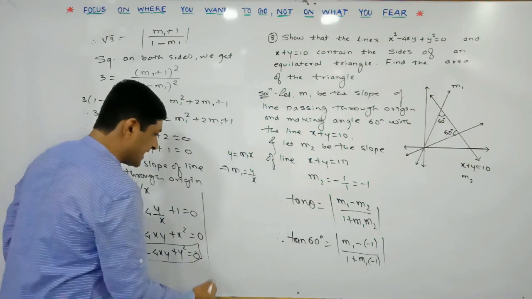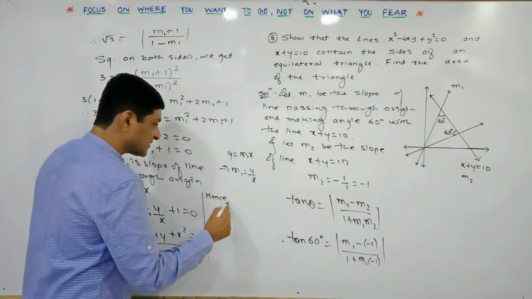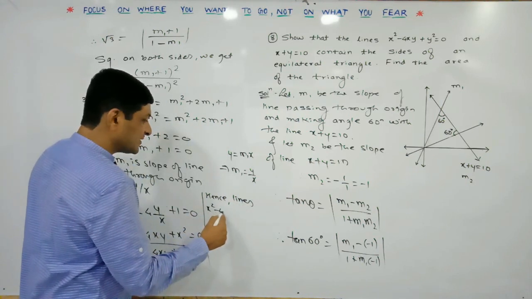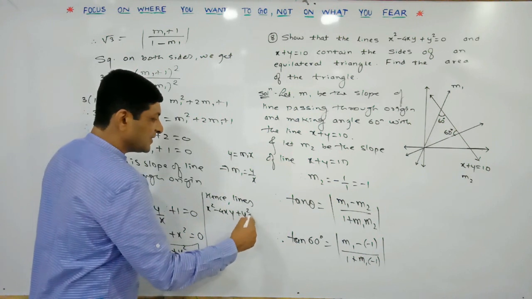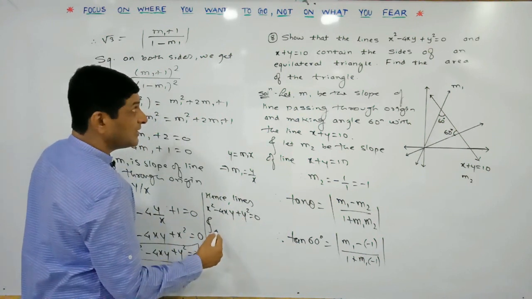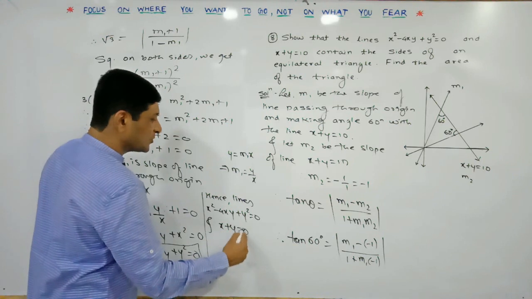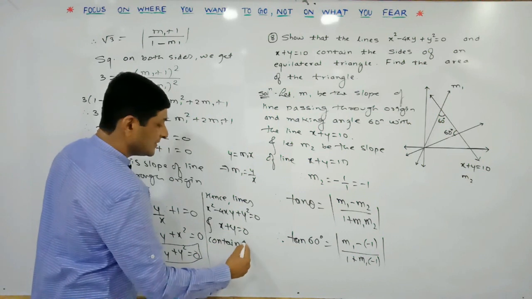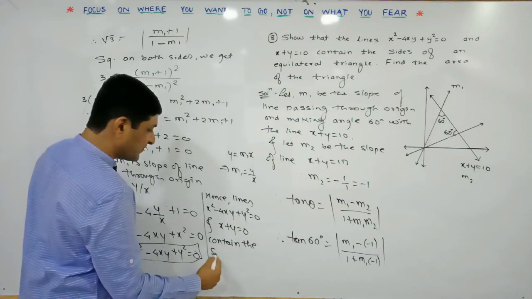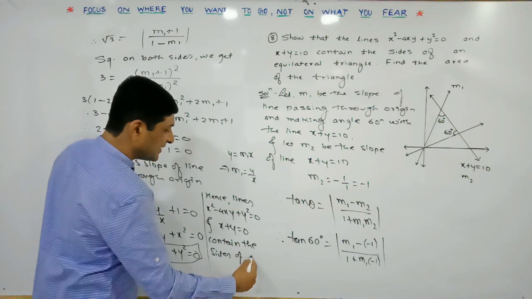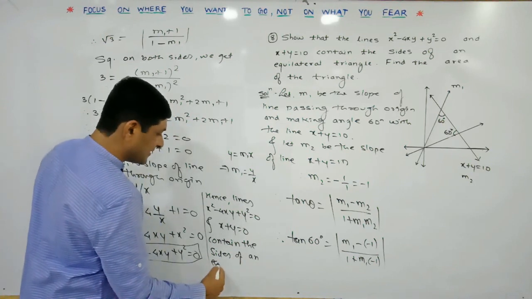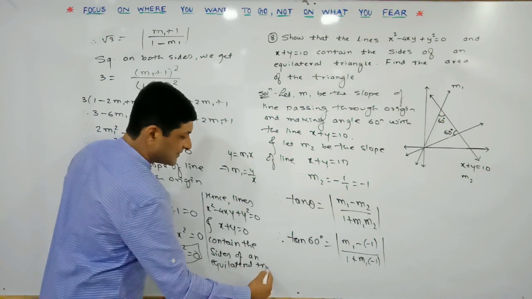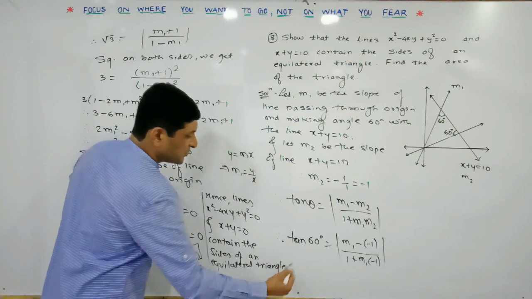So that's why we can say that hence the lines x square minus 4xy plus y square is equal to 0 and x plus y is equal to 0 contain the sides of an equilateral triangle. And this is the result which we have to prove.